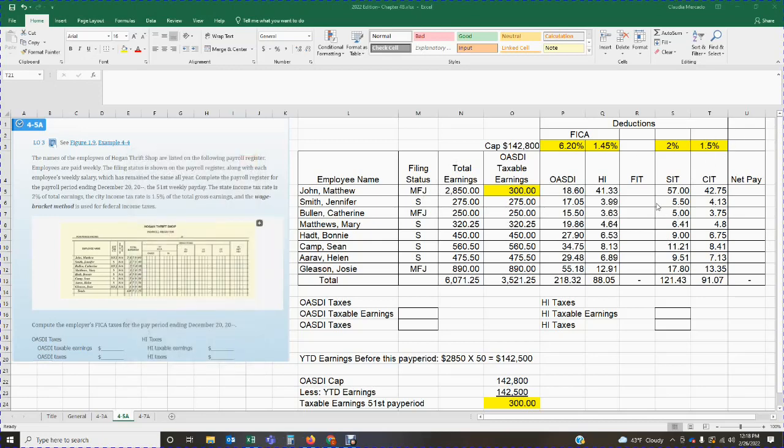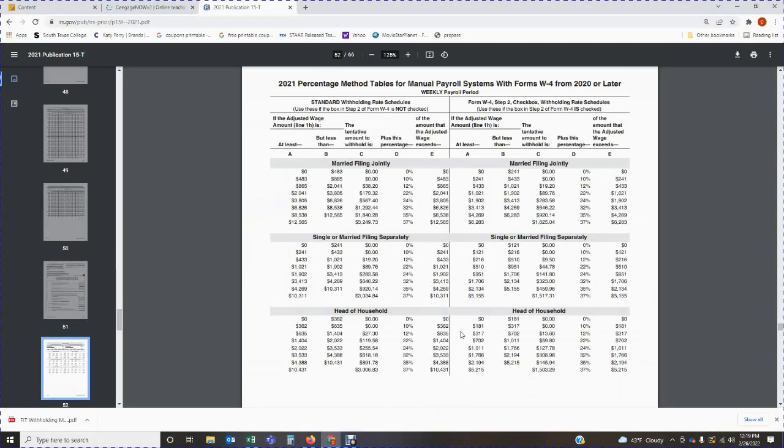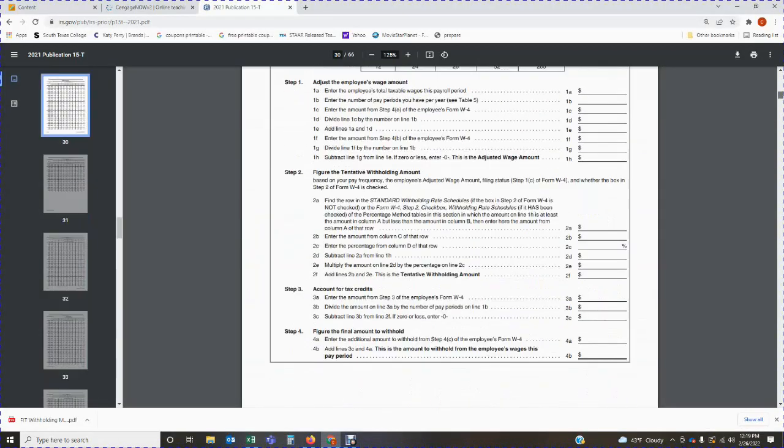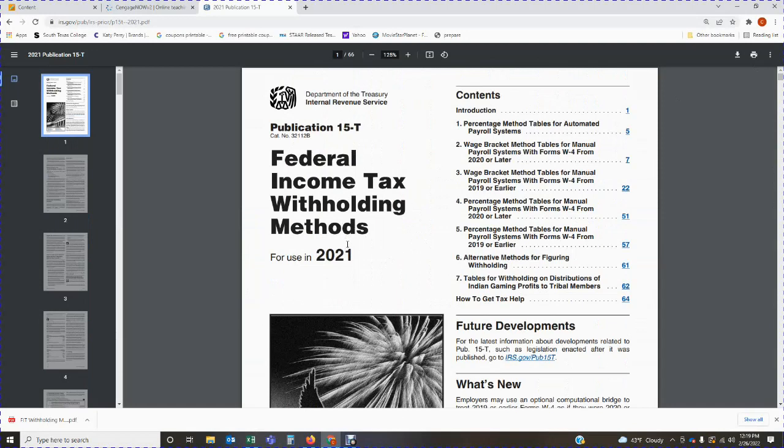Now, federal income tax. We have to use the tables. I'm going to start off with John Matthew. John earned $28.50, married, filing joint, and all of these employees get paid weekly. So we're going to be looking at the weekly tables. So let me go to my weekly tables. I'm using, once again, the Federal Income Tax Publication 15T for 2021, and this is downloadable online. And I am looking at my wage brackets.